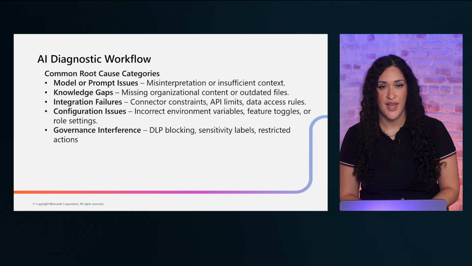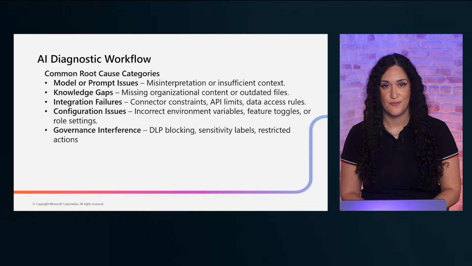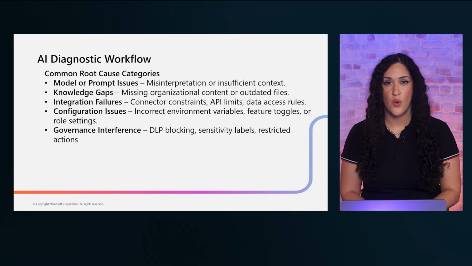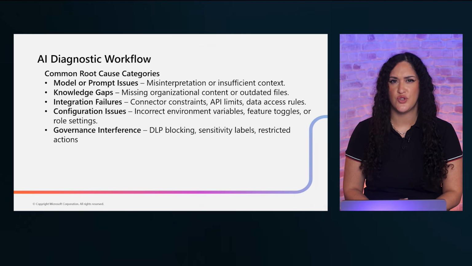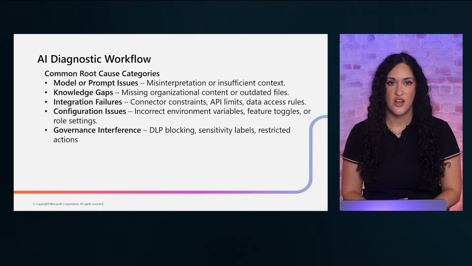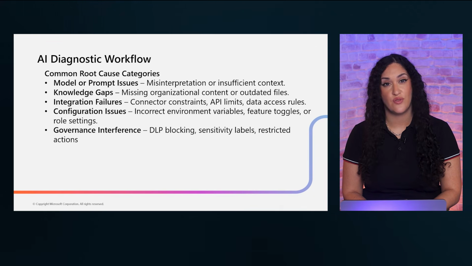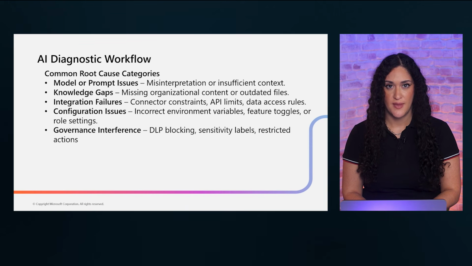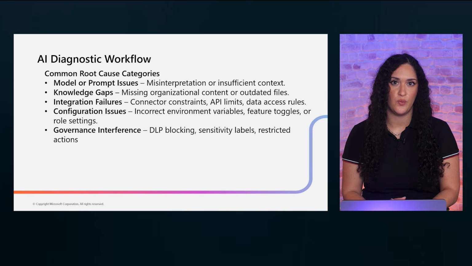Understanding common root cause categories helps you diagnose faster. Model or prompt issues show up as misinterpretation or insufficient context in responses. Knowledge gaps mean the agent does not have the right organizational content or the files are outdated. Integration failures involve connector constraints, API limits, or data access rules, breaking the workflow.